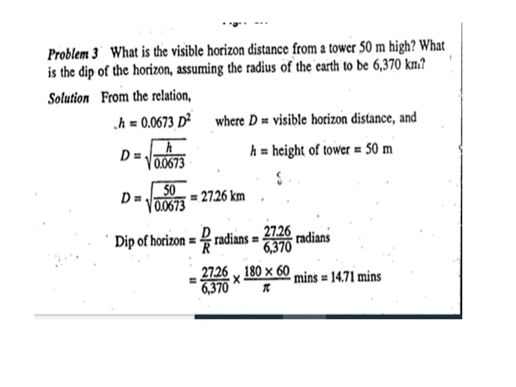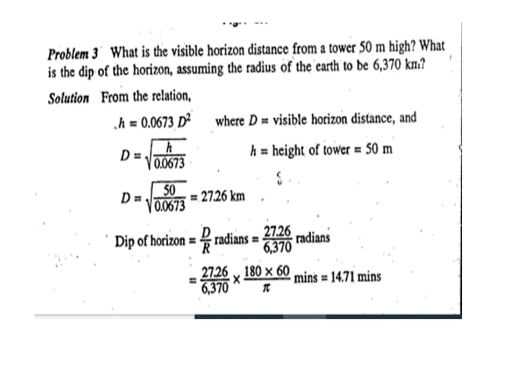This is the problem related to finding the visible horizon distance and dip of horizon, in which a 50 meter high object is given and the radius is 6370 km. By using the relation h equal to 0.0673 d square, first of all we calculate the visible horizon distance d, and it is equal to 27.26 km.